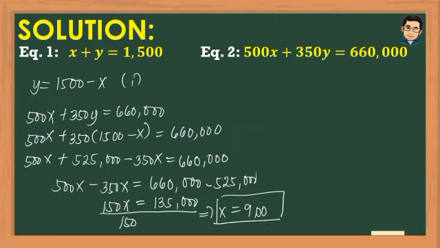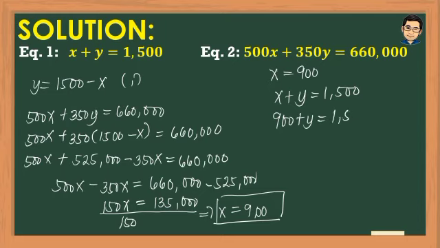If x is equal to 900, what will be the value of y? So i-substitute natin sa first equation para mas mabilis na lang. So, x plus y equals 1,500. The value of x is 900. So, substitute lang natin, 900 plus y is equal to 1,500. Next, we will transpose 900 on the right side. That will become y is equal to 1,500 minus 900. And that is 600.